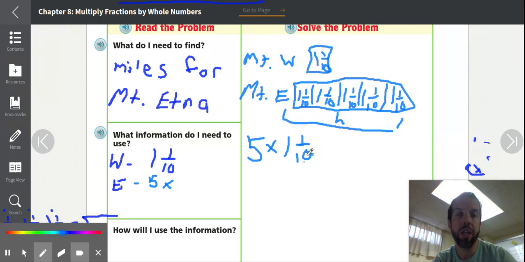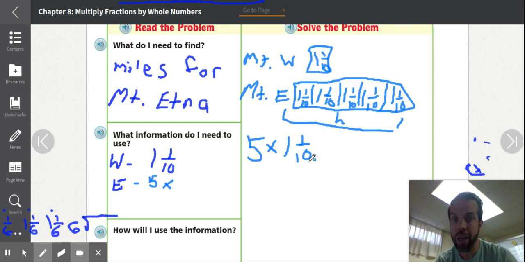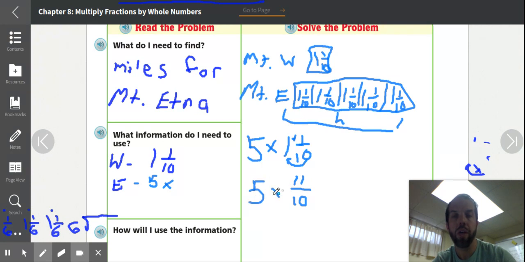All right. First thing I do is change this into an improper fraction. So 10 times 1 is 10, plus 1 is 11. Write it underneath: 11 tenths. Bring down my 5 times. Multiply 5 times 11 equals 55. The denominator stays the same: tenths.